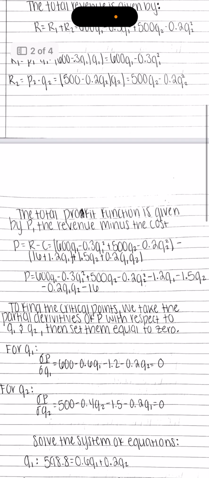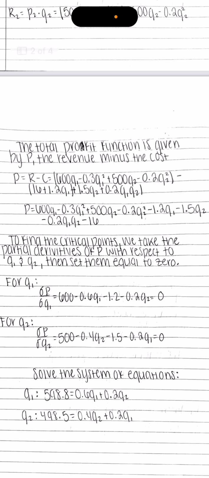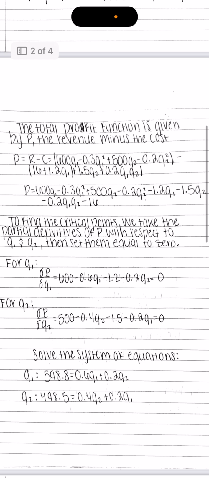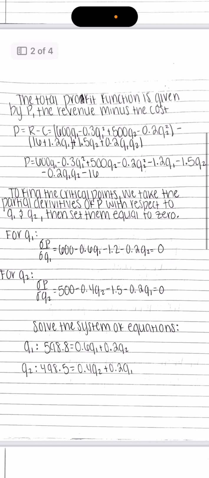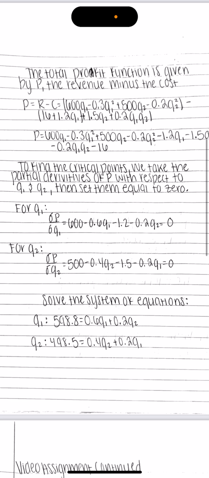The total profit function is given by P, the revenue minus the cost. P equals R minus C. Insert the function for R, insert the function for C, subtract them, and then you will find P, the function for total profit. To find the critical points, we then take the partial derivatives of P with respect to Q1 and Q2, then set them equal to 0.